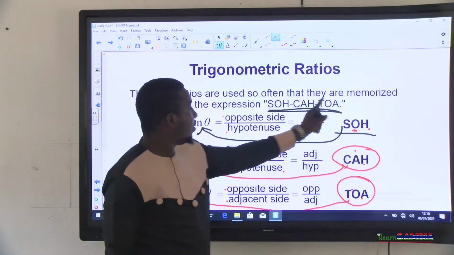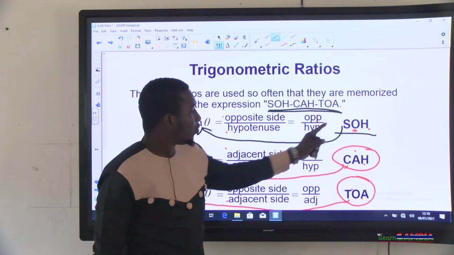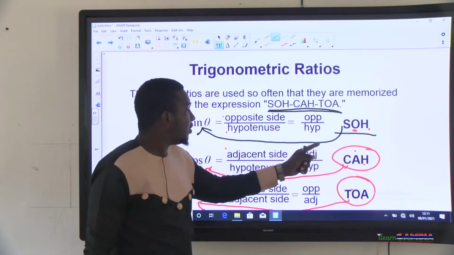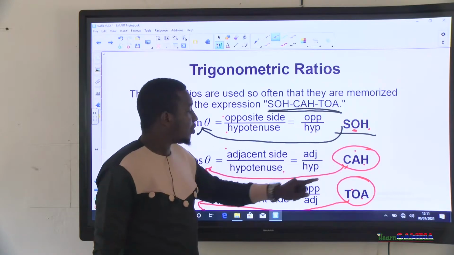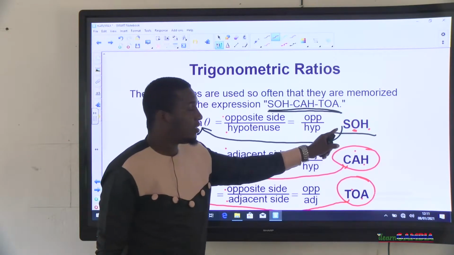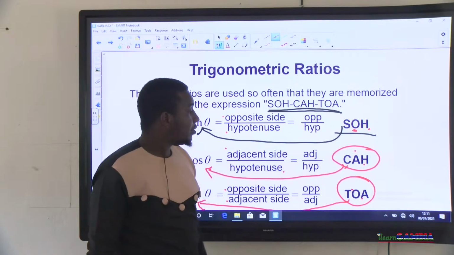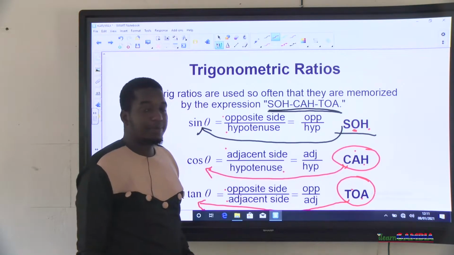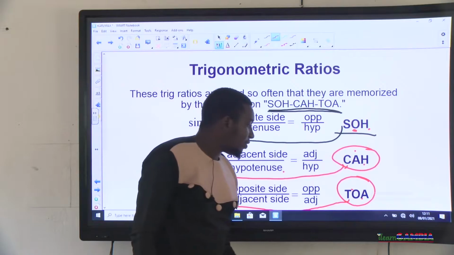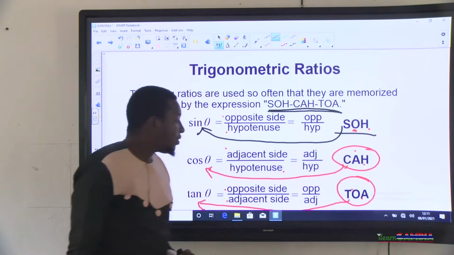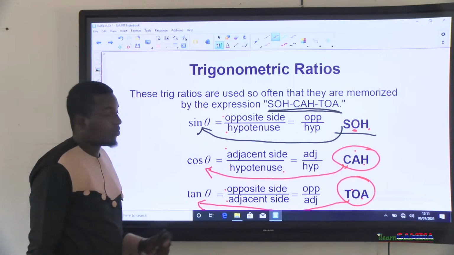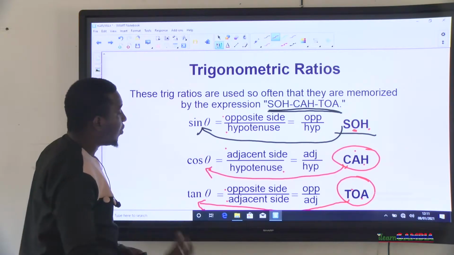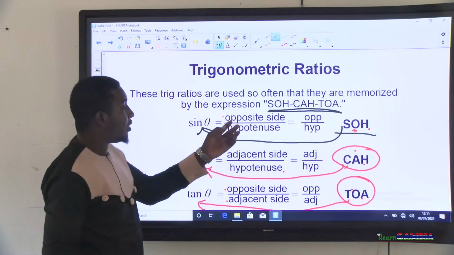So you can see that when you memorize SOHCAHTOA, it will simply give you the formula for the sine, the cos, and the tangent. For the sine, it is equal to the opposite divided by the hypotenuse. The cos of the angle is equal to the adjacent divided by the hypotenuse, and the tan of the angle is the opposite divided by the adjacent. So that's how we are going to use sine, cos, and tan based on SOHCAHTOA.